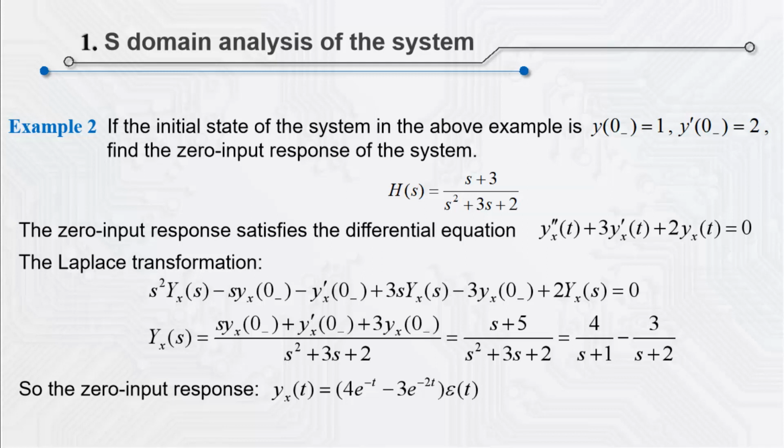Finally, we get the zero input response. Its value is y(t) equals 4 times e to the power of negative t, minus 3 times e to the power of negative 2t.